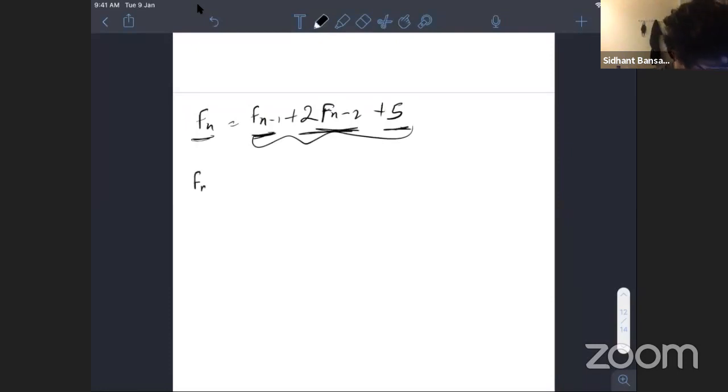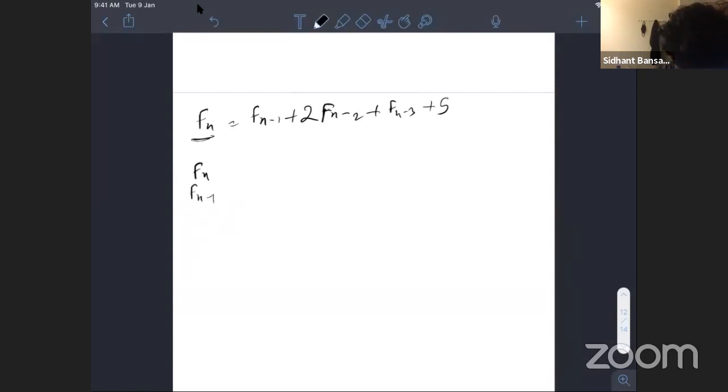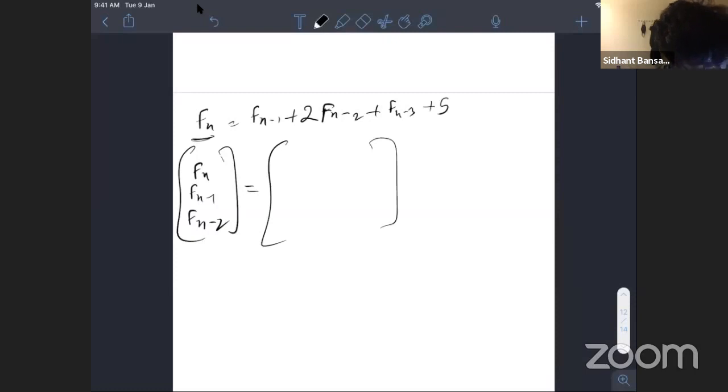How do you do this? You'll say fn minus 1 comes on the left side. Notice I am always putting 2 guys on the left side, but let's actually make this example slightly harder. Plus fn minus 3 plus 5. Now you'll actually need 3 guys on the left side: fn minus 1, fn minus 2. Then you'll need your magic matrix, and then fn minus 1, fn minus 2, fn minus 3.